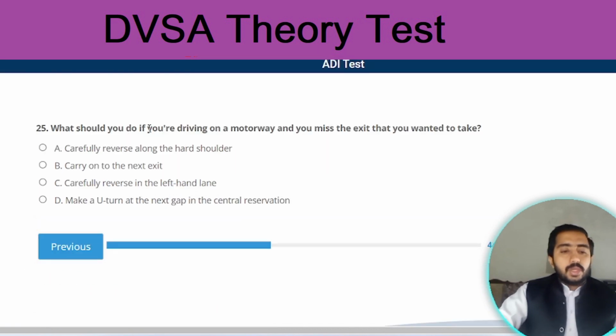What should you do if you're driving on a motorway and you miss the exit that you wanted to take? If the exit is missed, then carry on to the next exit. Option B is the correct option. Next question.